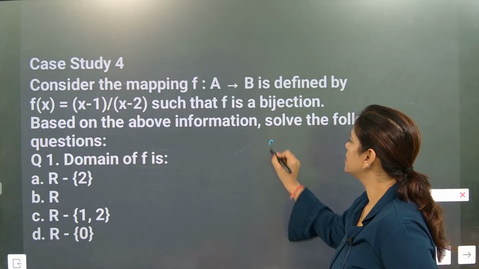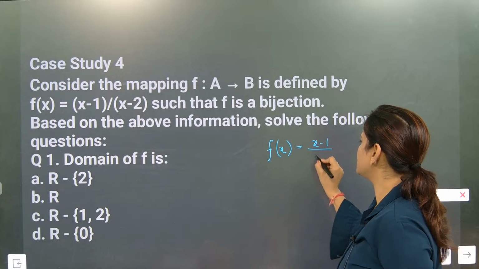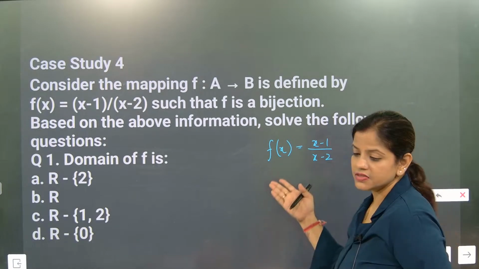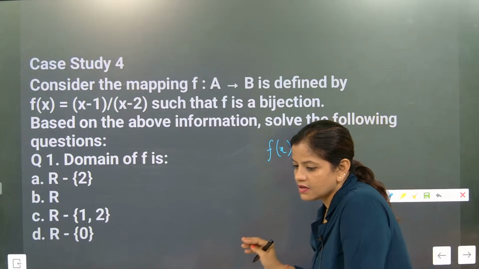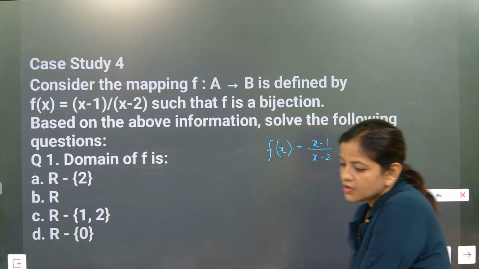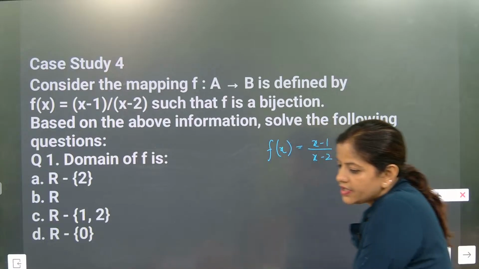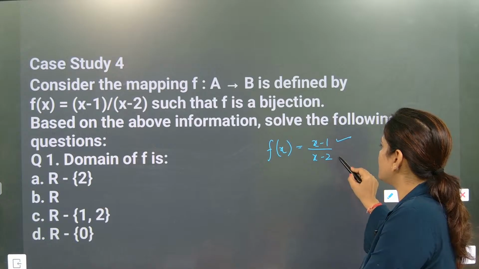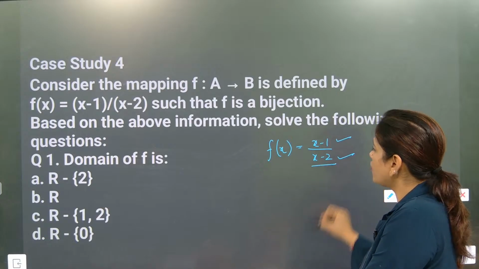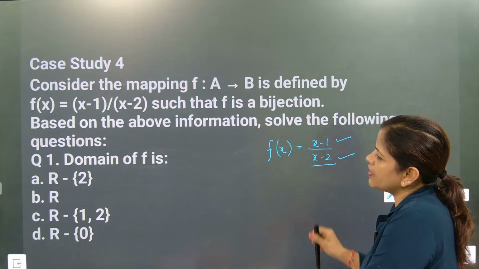Bijective means, what is f of x given? f of x is equal to x minus 1 by x minus 2. It means it is a function, it is existing. Yes, tell me. So it is a function, it is existing. This is very important, beta. Another important point is that x minus 1 by x minus 2 is there. So what should be the domain? Now, based on the above information, solve the following questions.